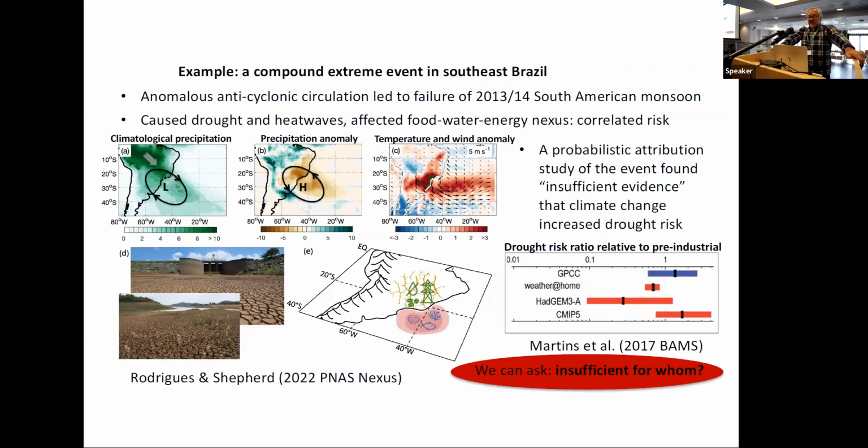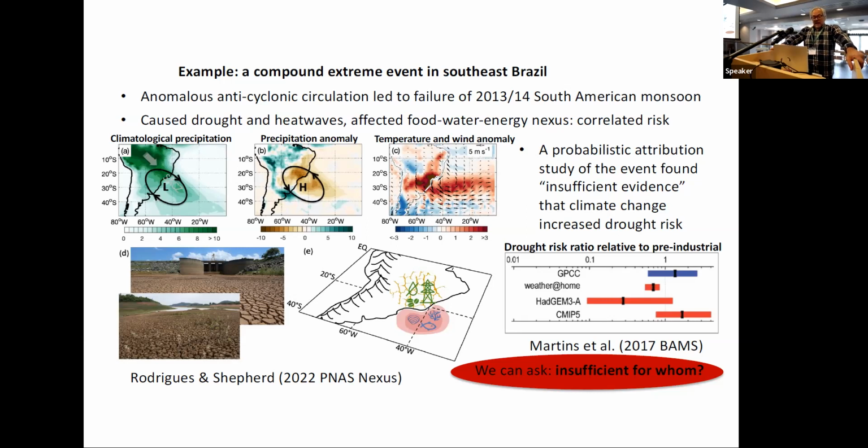Just to give an example of why we might be worried about uncertainty, I co-lead a WCRP Lighthouse activity called My Climate Risk with Regina Rodriguez, who's an oceanographer in Brazil, and we published a perspective in PNAS Nexus earlier this year, in which we included a case study of this compound event in Brazil when in 2013-2014 the monsoon circulation failed.